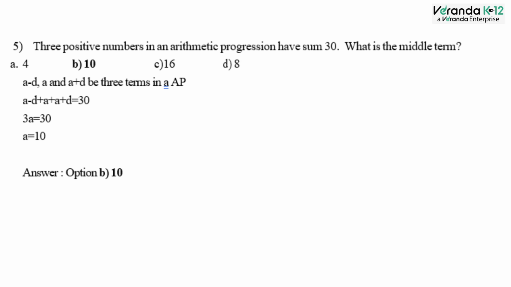The 3 terms in an AP are taken as a minus d, a and a plus d. Sum of the 3 terms is equal to 30. Then a minus d plus a plus a plus d is equal to 30. Plus d and minus d get cancelled. We get 3a is equal to 30. Then a is equal to 10. So the answer is option B, 10.